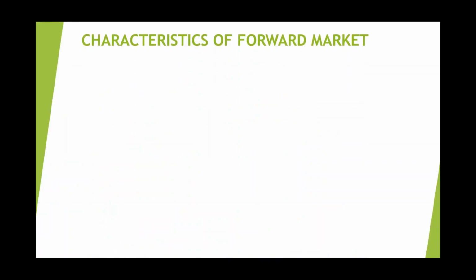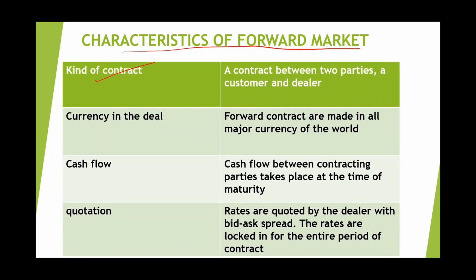Now we'll move on to the characteristics of the forward market. The first feature is the kind of contract. In the forward market, the contract is between two parties, the customer and the dealer. Neither the government nor an exchange is involved here. For currency, you can make a forward contract for all the major currencies of the world. The cash flow takes place only at the time of maturity. For example, if you made a contract to purchase $1,000 after 1 month, you make the payment only at maturity.